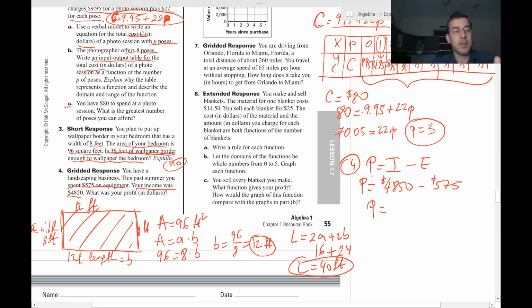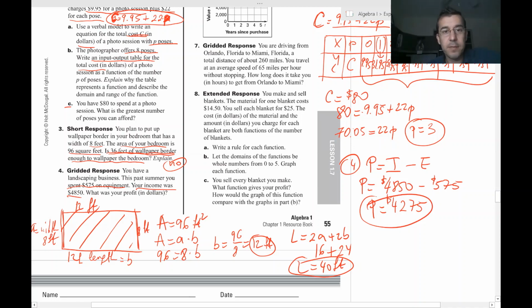So we just have to subtract. So it's 4,850 minus 575. The answer is $4,275 is your profit. That's number 4.